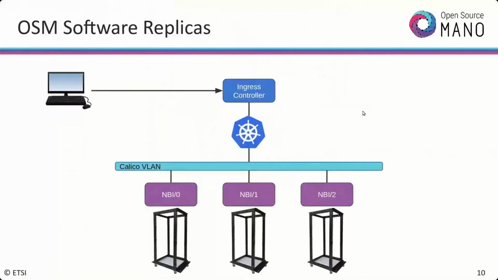So back to our slide deck here. Yeah, so there we go. So the NBI should be configured to run in different hardware fault domains, so that loss of even this entire rack would not give us any impact to our running software.